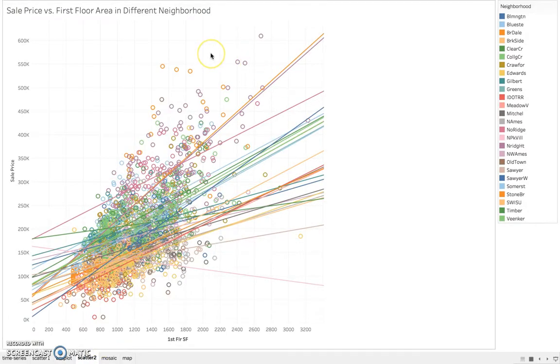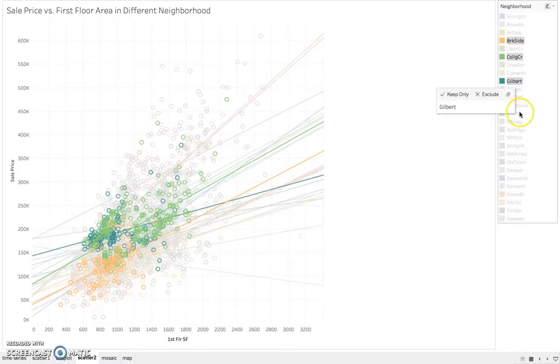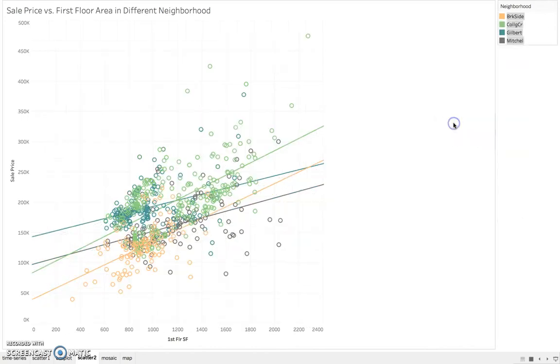Then we aggregate the sales price with the first floor area and different neighborhoods. There are too many neighborhoods, so we randomly choose some of them. We could see that in different neighborhoods, the linear relationship between sales price and the first floor area is different, so these two variables should both be included in the prediction model.